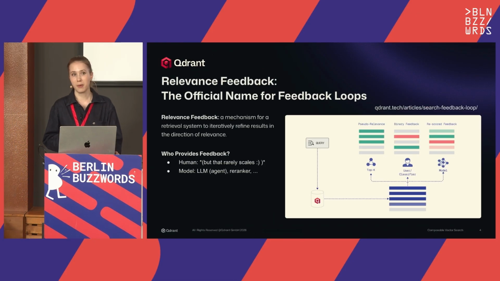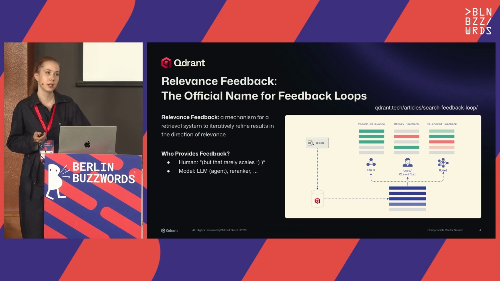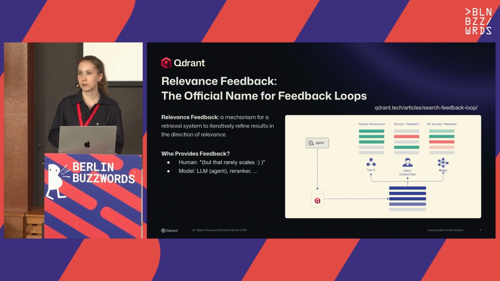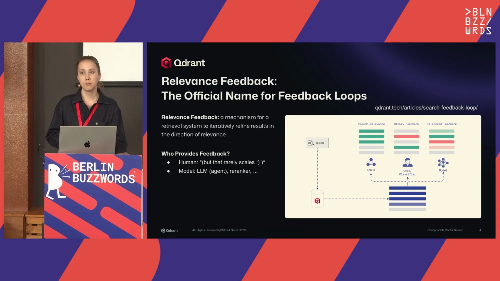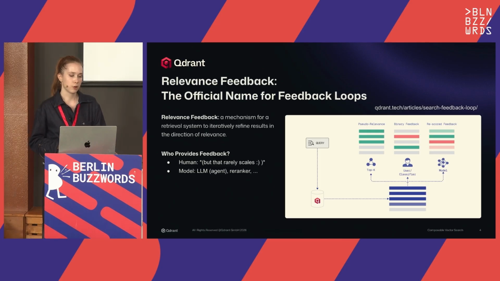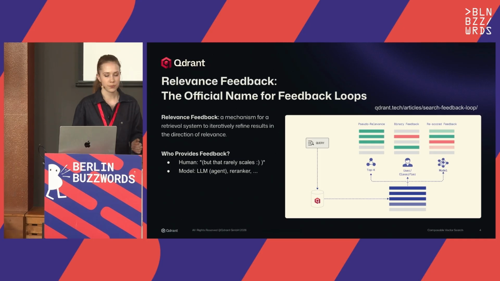This intuitive mechanism has actually a pretty official name in information retrieval research. It's called relevance feedback loops. And it exists in many forms and layers for actually as long as 60 years, starting with Rocchio and Rocchio relevance feedback loops. This is a mechanism for the retrieval system to iteratively refine results in the direction of relevance.